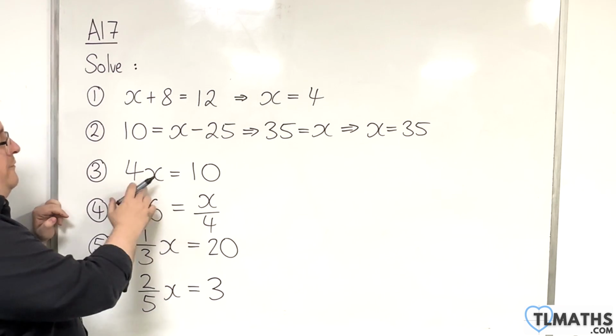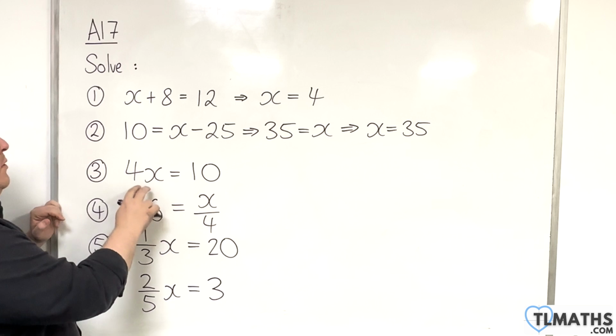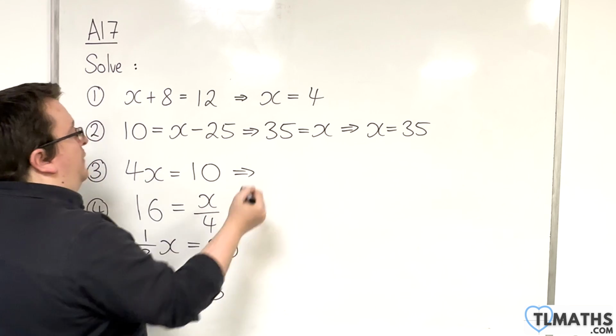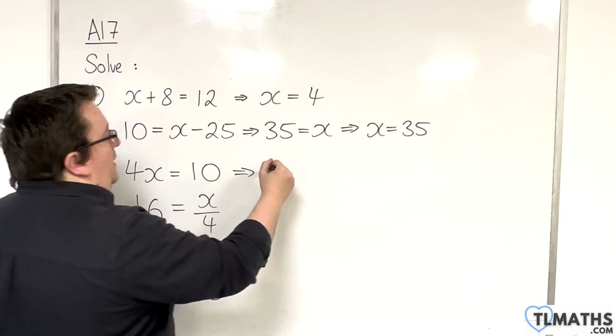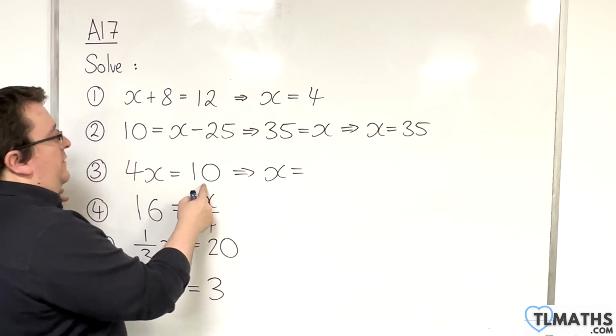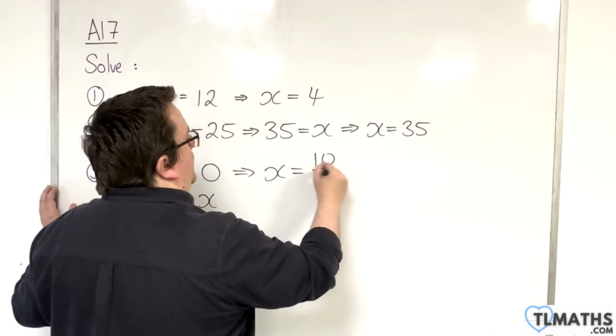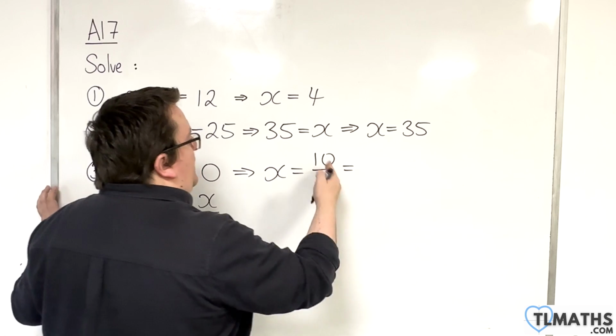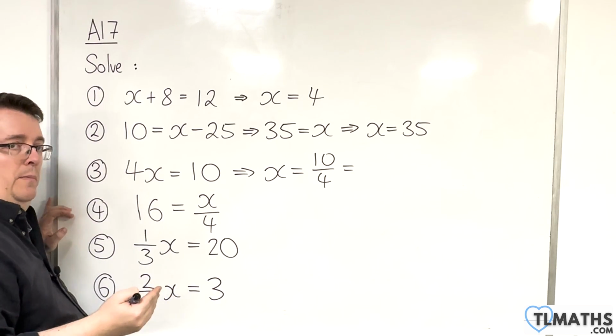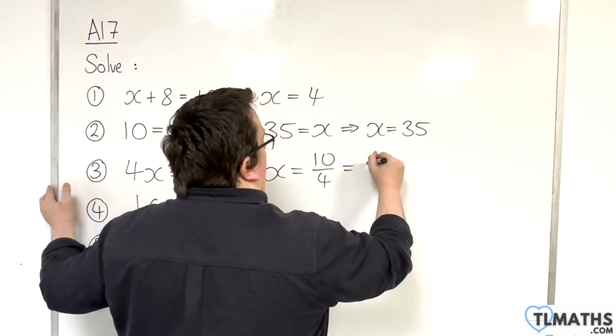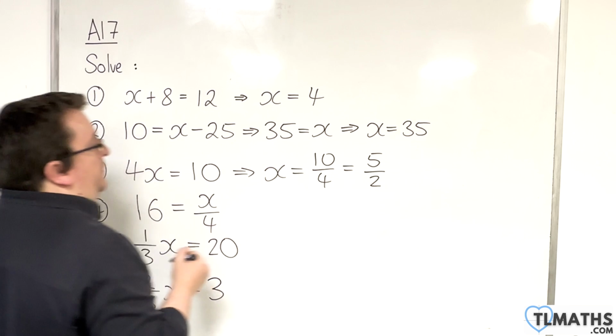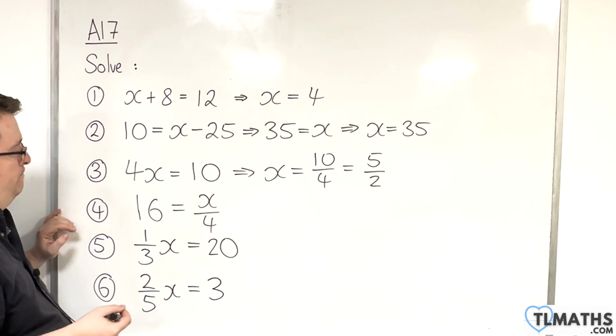Number 3, we have 4x equals 10, so I'm multiplying the x by 4. So that means I need to divide both sides by 4. So we'll have x is equal to 10 divided by 4, 10 over 4. And then you can simplify that fraction, divide top and bottom by 2. So we'll get 5 over 2, 5 halves, or 2.5.